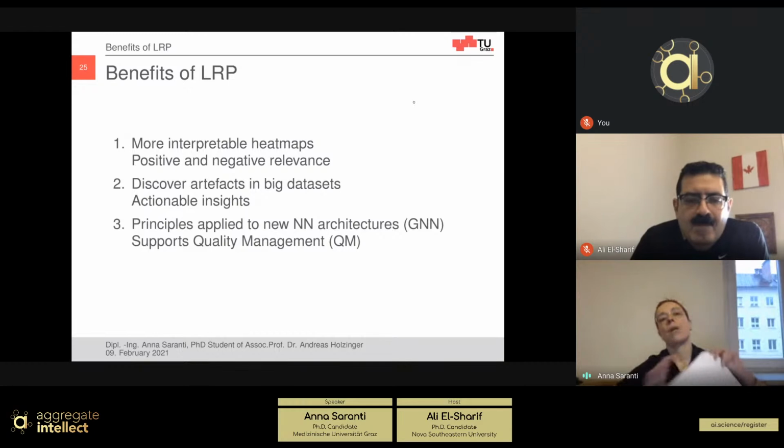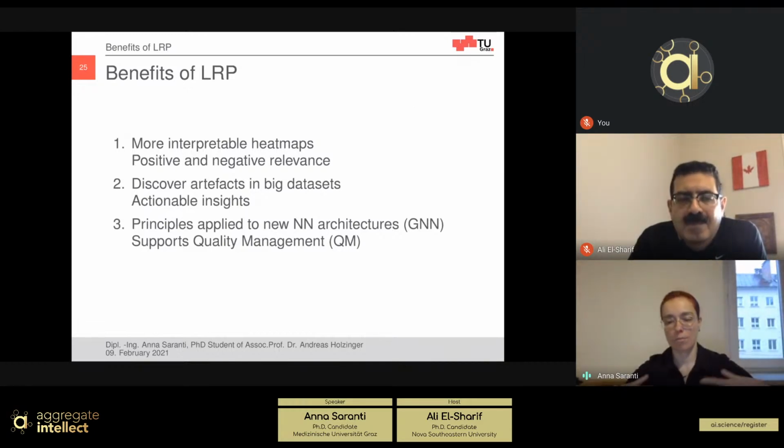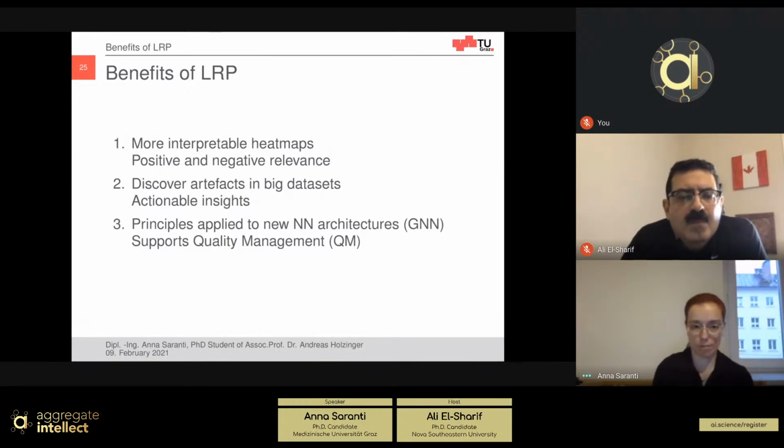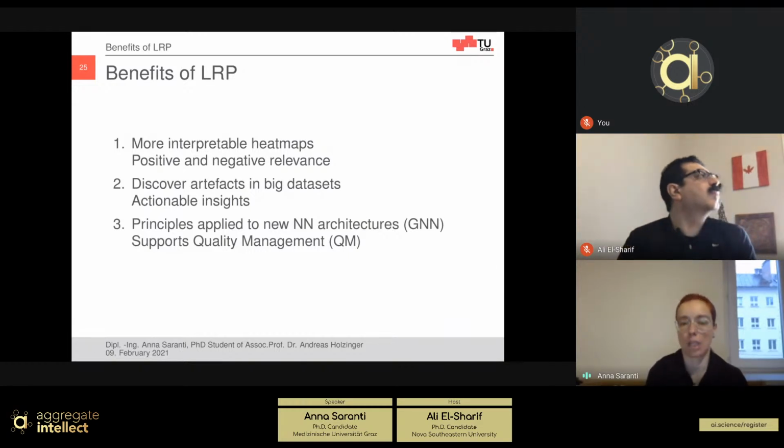So to close up and to give the audience takeaways, what are the benefits of LRP? First, more interpretable, more concentrated, not scattered heat maps. We have positive and negative relevance; we don't just have low relevance and high relevance. We can discover artifacts in big datasets in a semi-automated way. We do have actionable insights: we know what we should change in our model, and what we should change in our dataset.